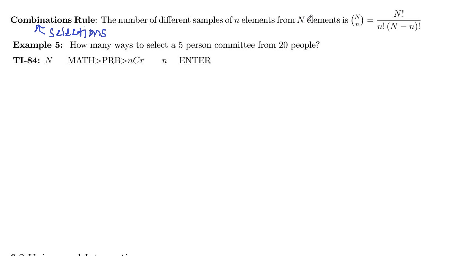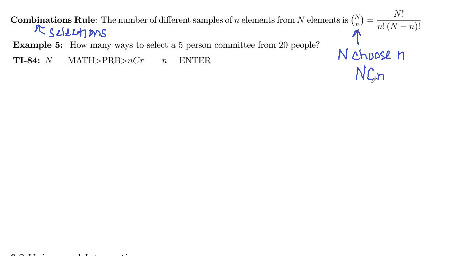little n elements from capital N total, we write that capital N over little n with parentheses around it, and you read that as cap N choose little n. So N choose n. And it's defined to be cap N factorial over little n factorial and then times the difference factorial. Well, you can also write this as N C little n.